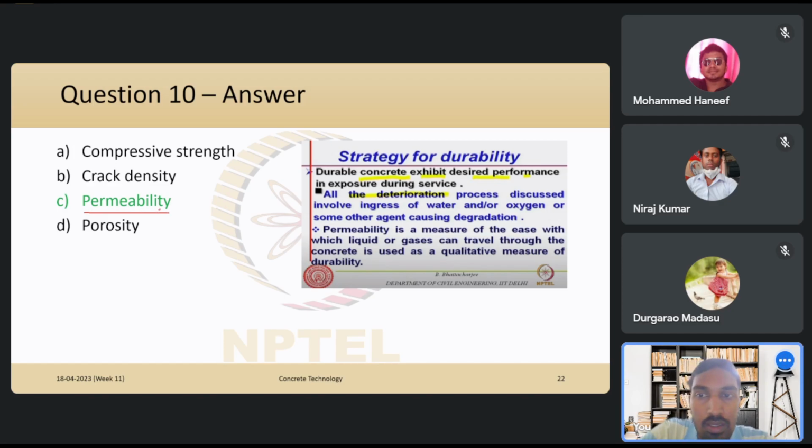So therefore, permeability is one way in which we can quantify how durable the system is, right? So if you have higher permeability, which means that it is easier for the degradation process to occur, right? So the deterioration can happen faster. So that is one way in which we can measure it, right? So therefore, permeability is the right option.